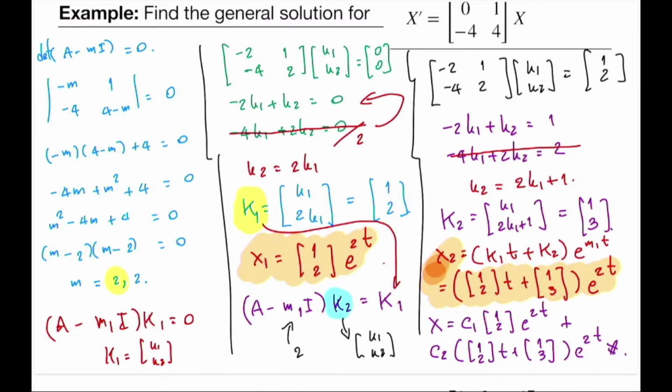Okay, and guys, that is the solution when we have the repeated roots, but 1 m only gives you 1 k.